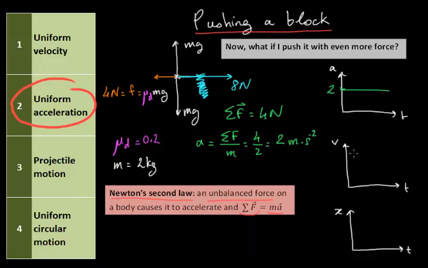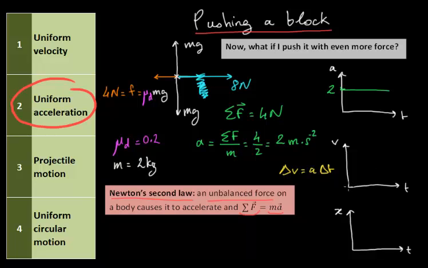Okay, so from then, how do we find the velocity? Well, we know that delta v is equal to a times delta t. This means that a is the gradient of the v-t graph.